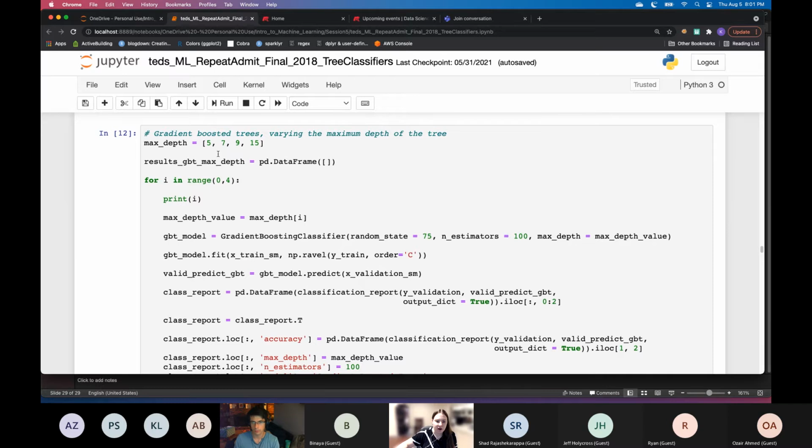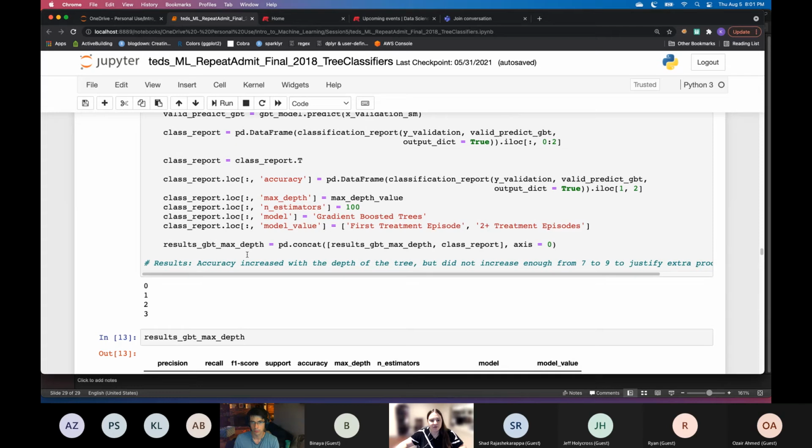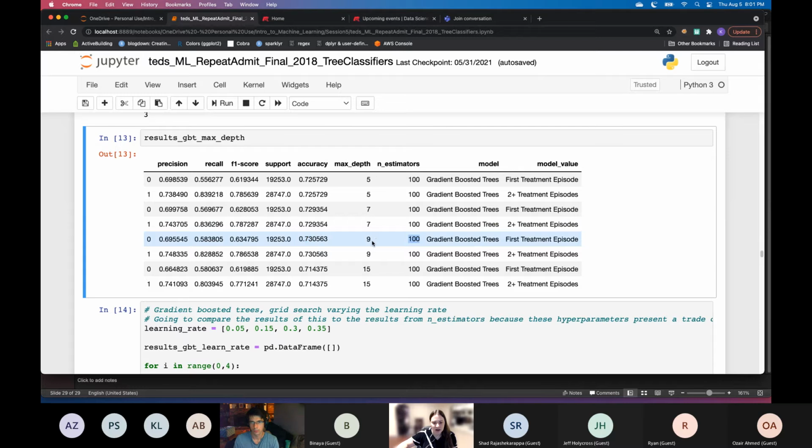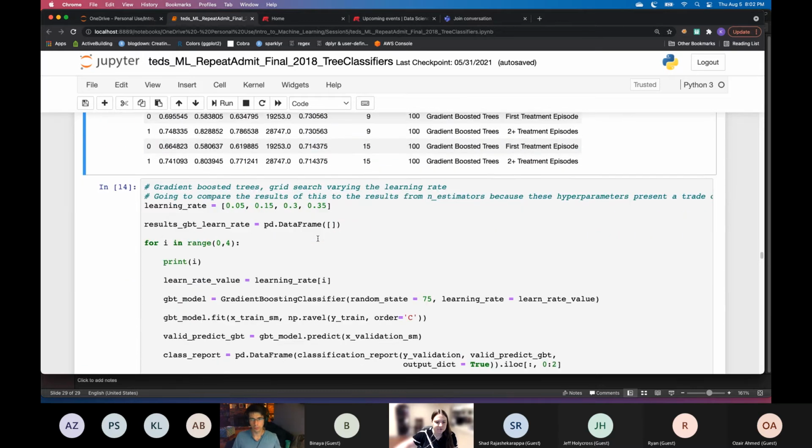Max depth, we've talked about this already, so making it so it can only have a max number of levels. This one usually makes a pretty big difference. So you can see it's going up, it hits the peak of 73 accuracy at 9, and then it goes back down. And I set the number of estimators here because it was sufficiently high at 100 and I didn't want to take more time to train. So 73 is our highest in this case.